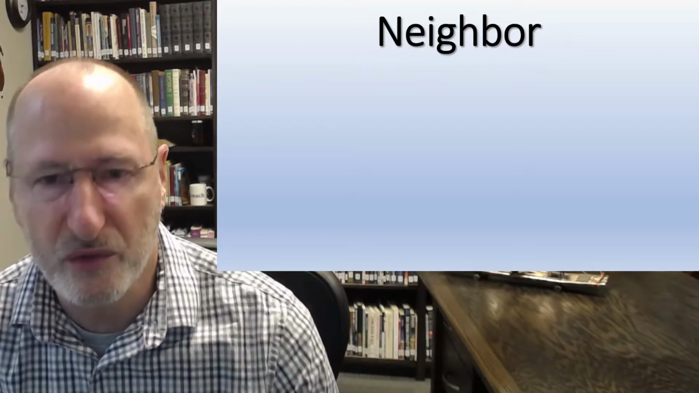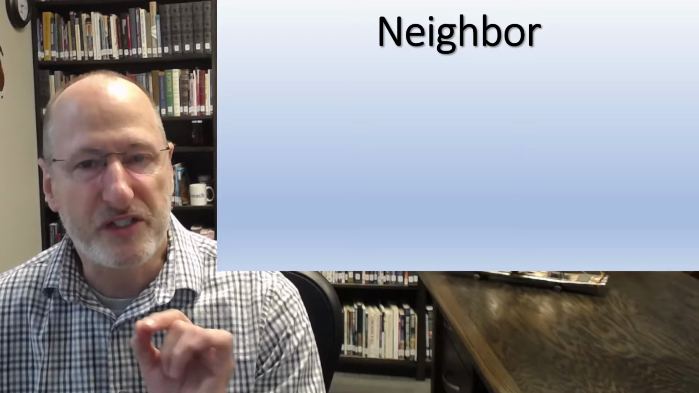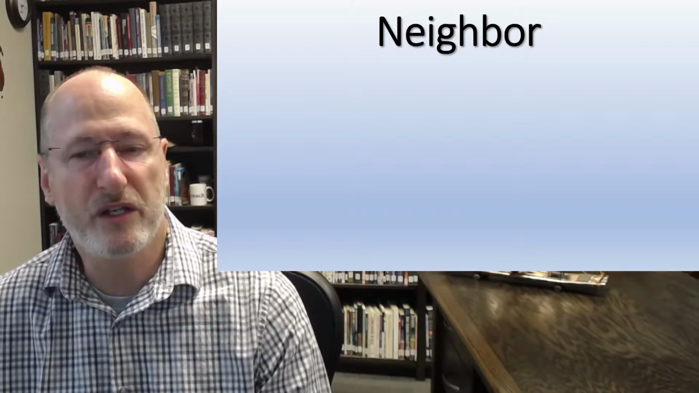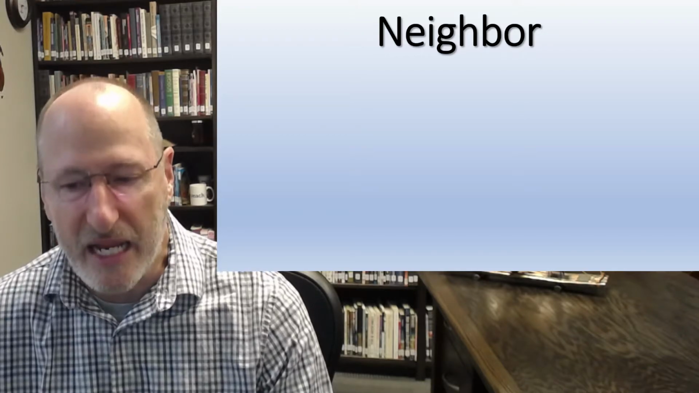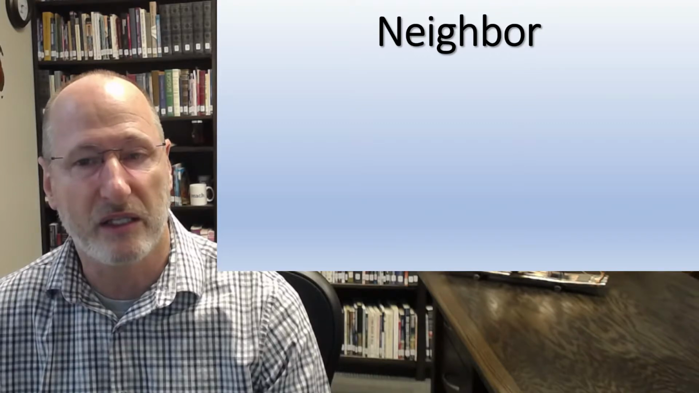Now, what we're going to do next is take a look at a very specific application of paradigm juxtaposition. And we're going to use the example of a neighbor to do this. We'll get it started here, and then we'll finish it up in the following lecture.